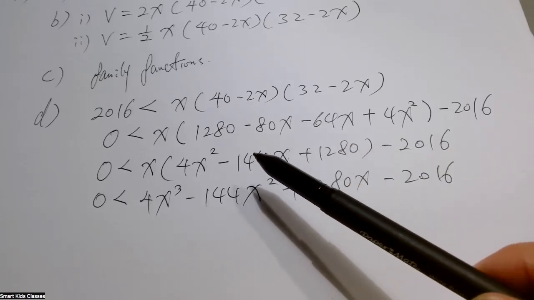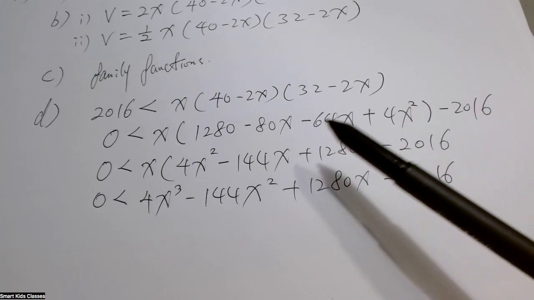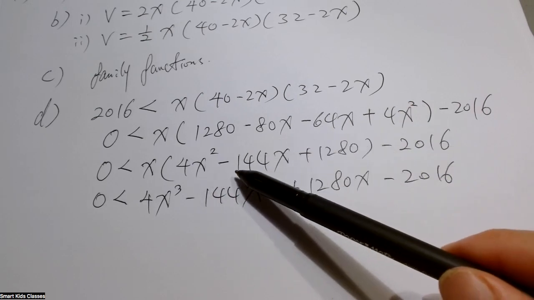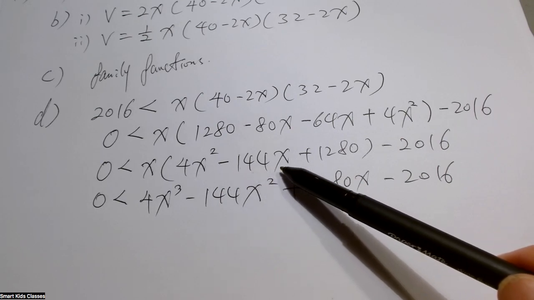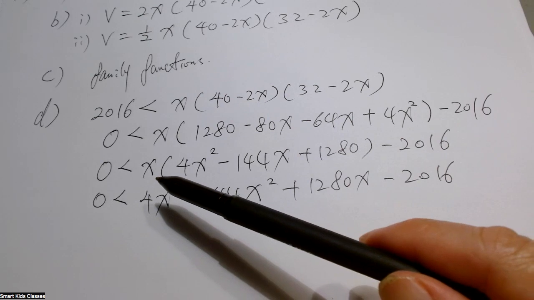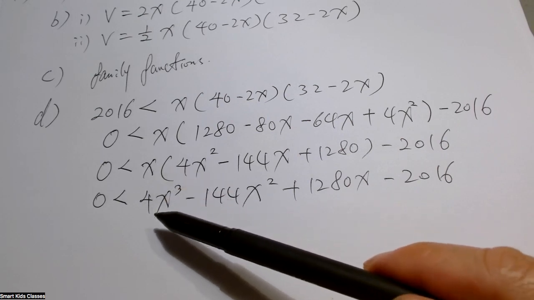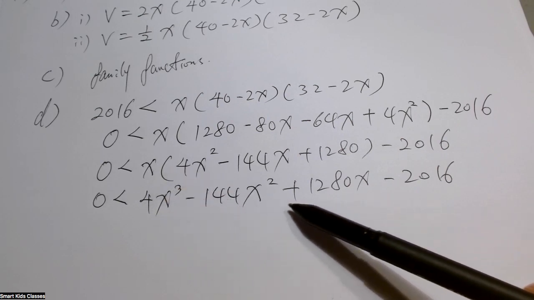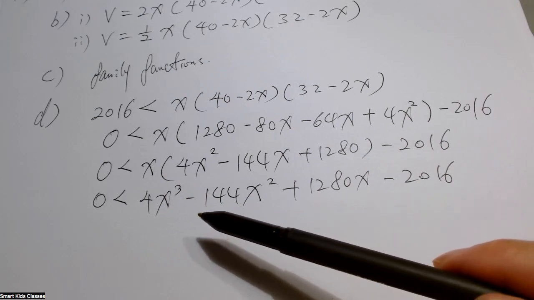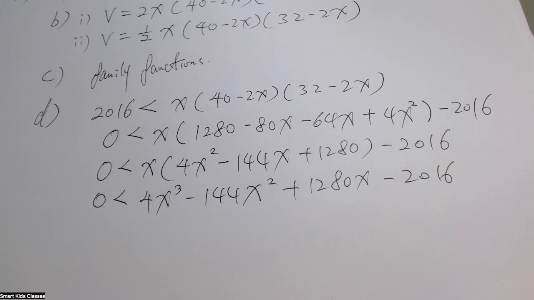Now I combine and move the 4x exponent 2 in front, combine these two like terms, a negative 144x, and write the constant at the back. And then times the x, now it becomes a whole function. But if you look at the function here, you can factor out 4 and make the number smaller, the job easier.